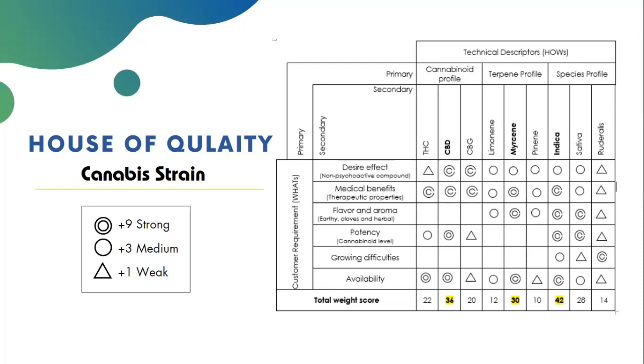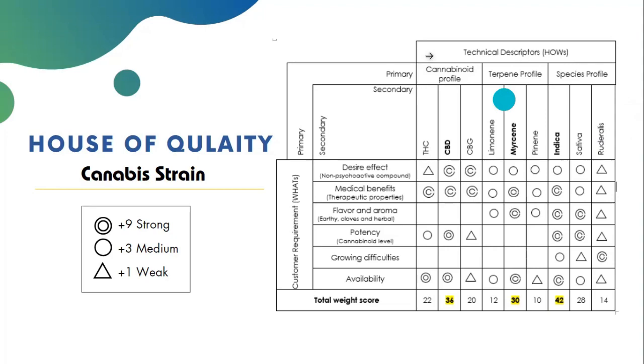Next are the terpene profiles that we compare based on the aroma and flavors of the cannabis strains. Myrcene has the highest score of 30, compared to 12 and 10 for the other 2 types of terpene profiles. For the species profiles, we have indica, sativa, and ruderalis, and indica has the highest score based on the customer requirements, with 42 points, higher than the other 2 species profiles at 28 and 14. In conclusion, from the house of quality we got CBD, myrcene, and indica as the cannabis strain choices.